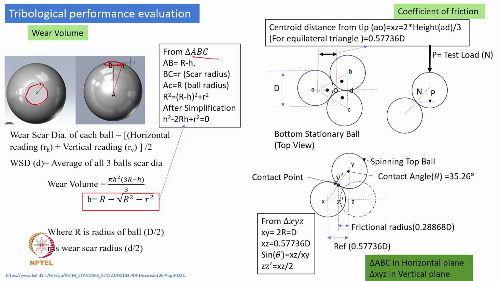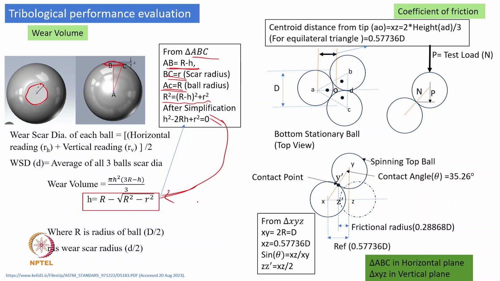We say that in the triangle, AB is being given as a, and h is the depth of the scar from the top, so AB will be r minus h. Coming to BC, we are already measuring the radius, the scar radius. Then AC is already the radius. So we can develop this relation: r squared is equal to (r minus h) squared plus r squared. Very simple. After simplification, we can calculate what h will be.